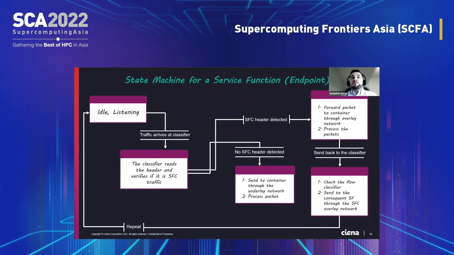The diagram you see is a state machine for a pod in the cluster. After deploying a pod, it will listen to incoming traffic. Before the traffic flow reaches the pod, all traffic will go through a classifier that will read the header and verify if the traffic is following a chain or not. If the traffic flow is following a chain, then packets will be forwarded to containers via the overlay network that was built by NSM. The packet will be processed and then pushed out to the next hop. When it's pushed out, the traffic will go through the classifier again for further examination and be sent to the consequent service function via the overlay. If the traffic flow is not following the chain, then it will be sent via the underlay network.